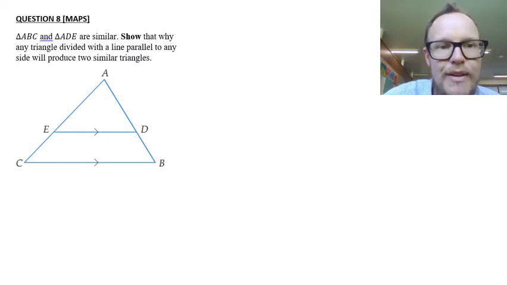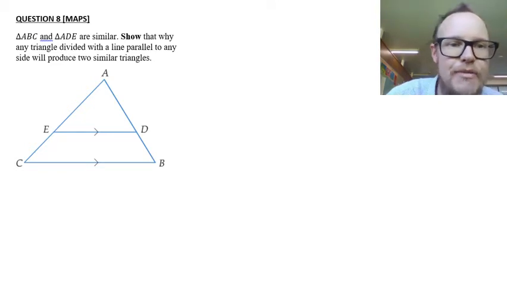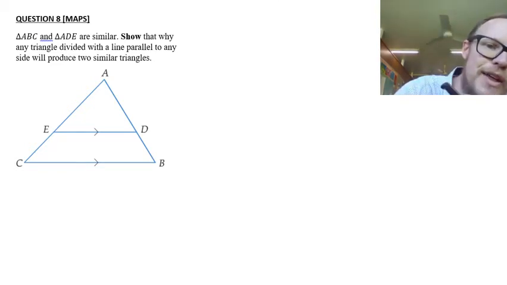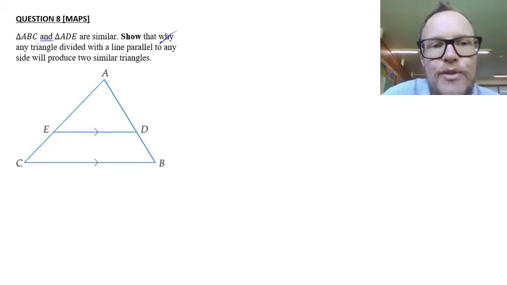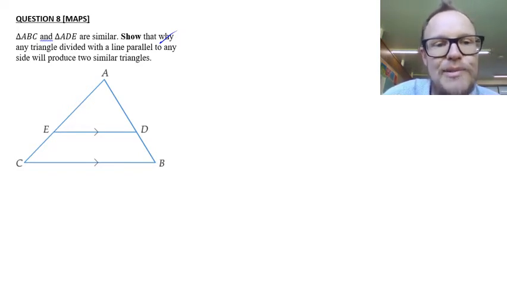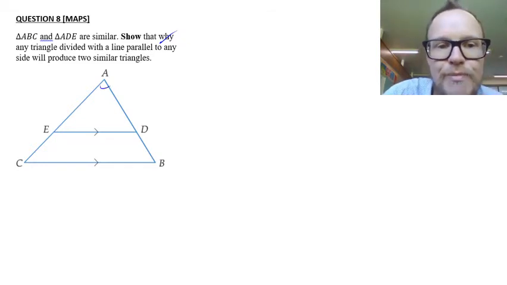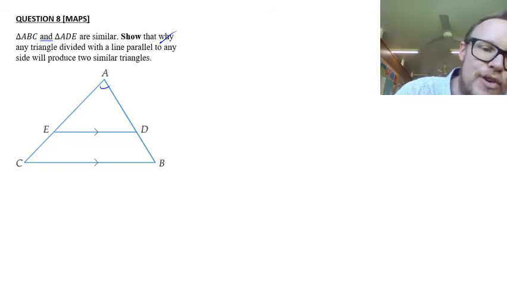Show that any triangle divided with a line parallel to any side will produce two similar triangles. So we need to do another proof here. So what we've got is this angle here is shared between them. So let's start with that.